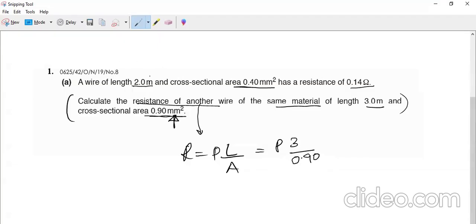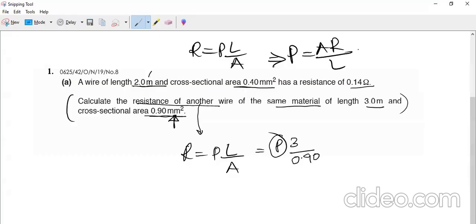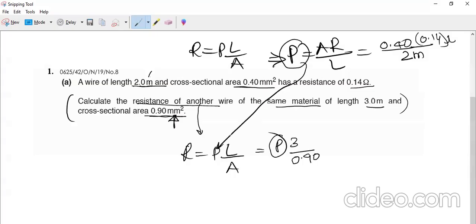You see, when you see this part, of course, rho is not there, so you can get rho from here by doing this. You can say R is equal to rho L by A, and you can say rho is equal to A into R by L. And then again, you will come here and say, oh, area is in 0.40. Why not convert it into meters square? You can do that, but you will be wasting time. And length is 2 meters, and 0.14 is the ohm. And then you start calculating it here, and then you put it here, and then you get the answer. But don't do that. I'll tell you why.